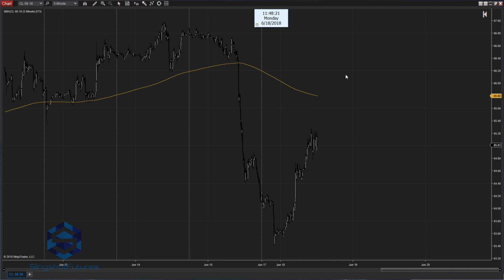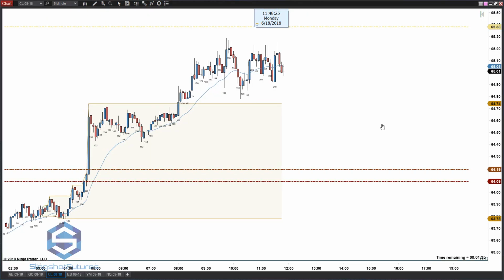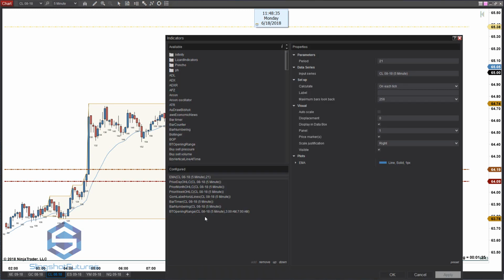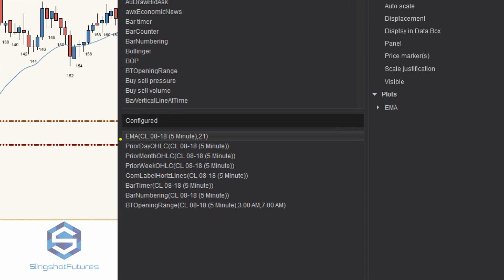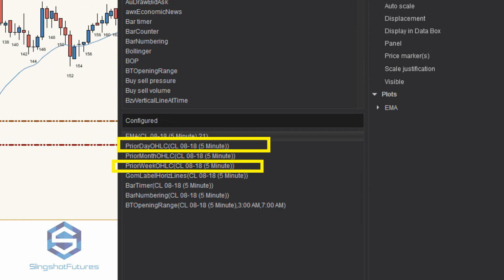That's how they work. Now, going into some of the other indicators that I use and other interesting things you might see on my chart, there are lots of horizontal lines back and forth. All those are monthly, weekly, and daily levels. That's it, right? If I go into my indicator list, you'll see them right there. You have the prior day open, high, low, close. You have the prior week open, high, low, close. Prior month open, high, low, close. That's all those levels are. There's nothing fancy about it.